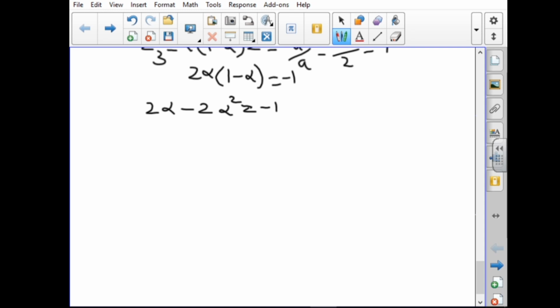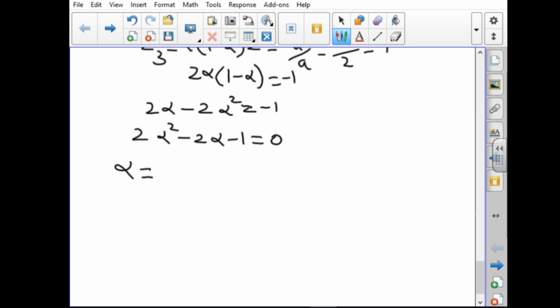So we get 2 alpha into 1 is 2 alpha, minus 2 alpha square is equal to minus 1. So bringing to standard form, 2 alpha square minus 2 alpha minus 1 is equal to 0. Now this is a quadratic equation, we cannot factorize this. So we will use the formula.